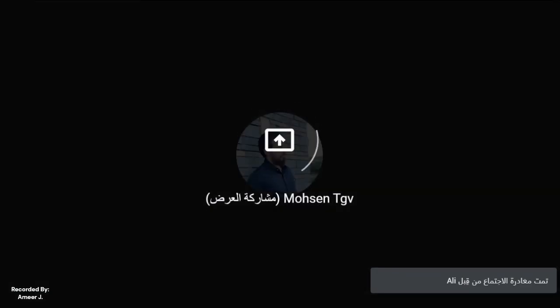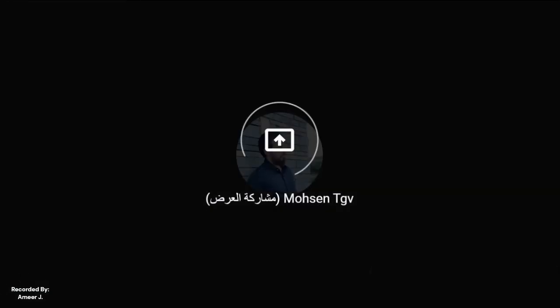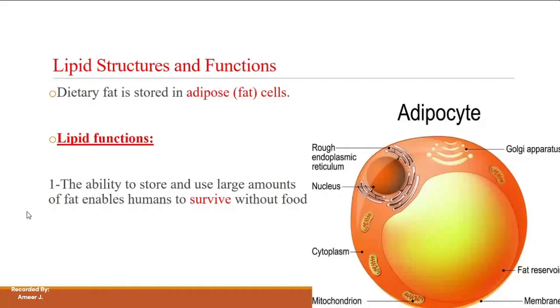Lipid provides 9 kilocalories of energy per gram to the body. The amount required by the body is also provided through daily consumption and foods that contain fatty acids. But if we want to examine the most important roles of lipids together, we will reach the ability to store and use large amounts of fat, which enables humans to survive without food.